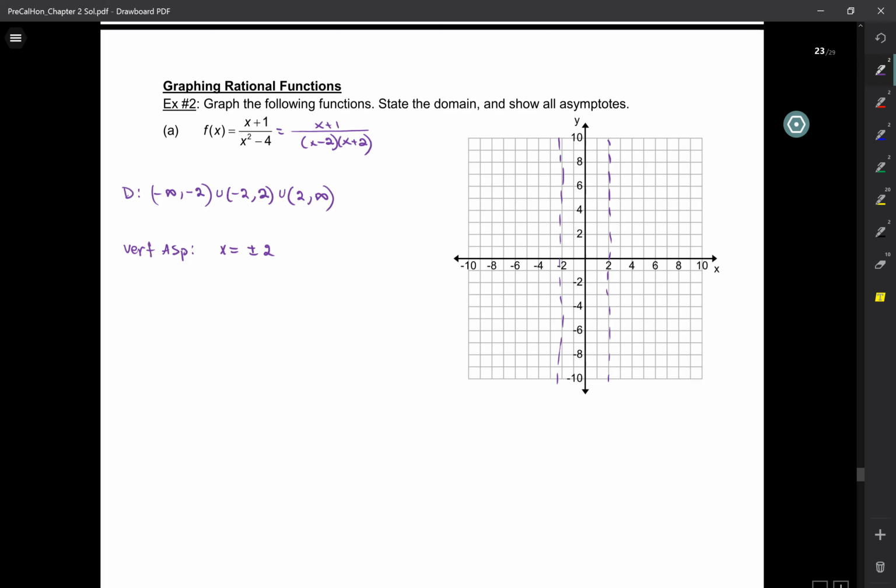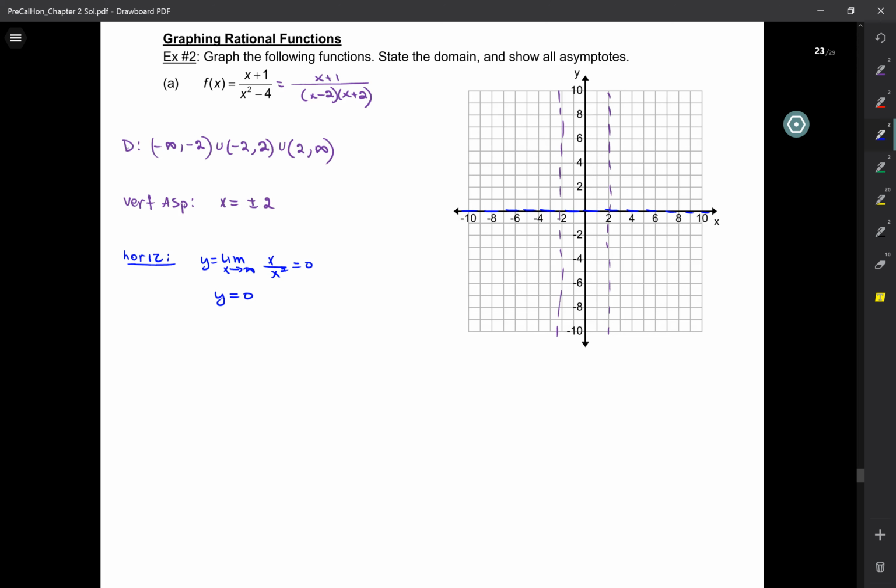Now, are there any horizontal asymptotes? Well, yes, because y equals the limit as x approaches infinity of x over x squared. So at y equals 0, there is a horizontal asymptote here. Now, in order to graph, we need a couple of things. We need to know, first of all, what are the zeros? Are there any zeros of this function?